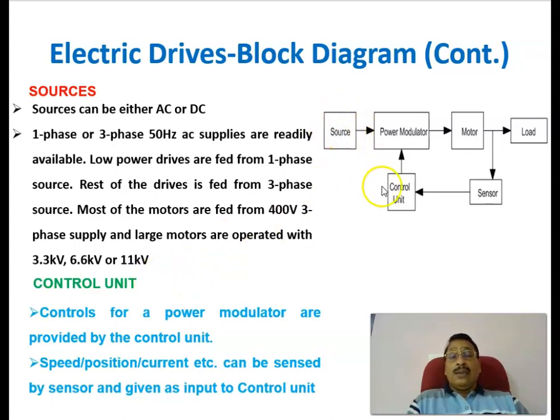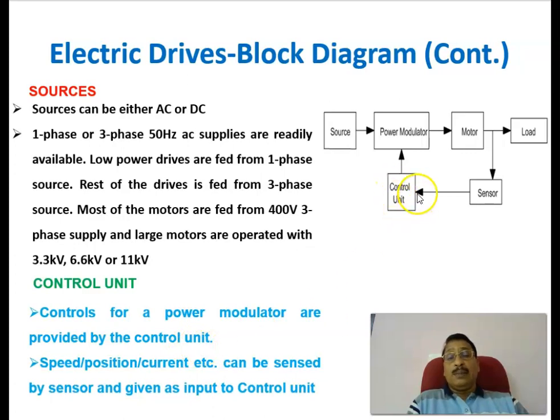That is the source. Now what remains is the control unit. The control unit is for the power modulator; the control unit provides the control signals and controls the power modulator.